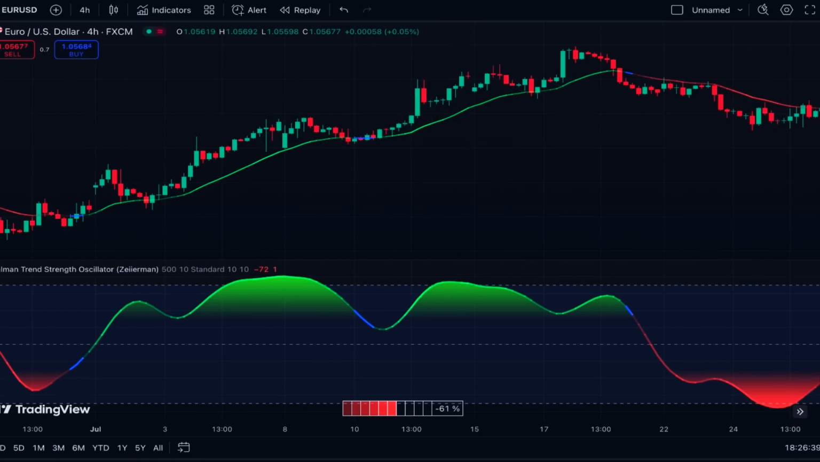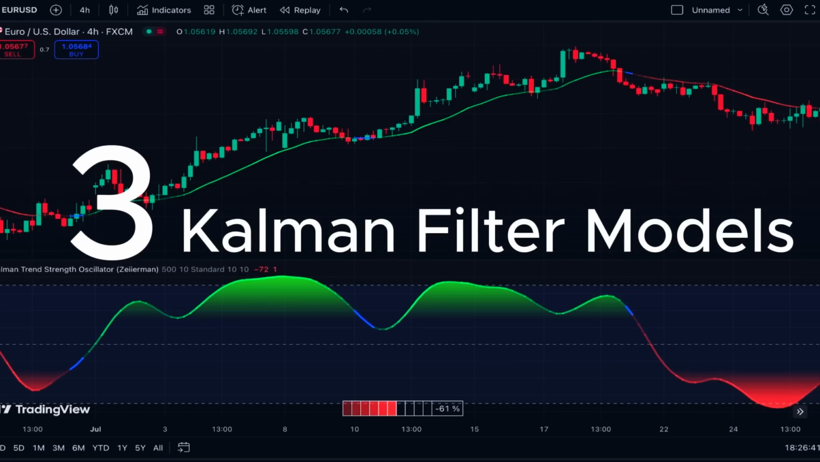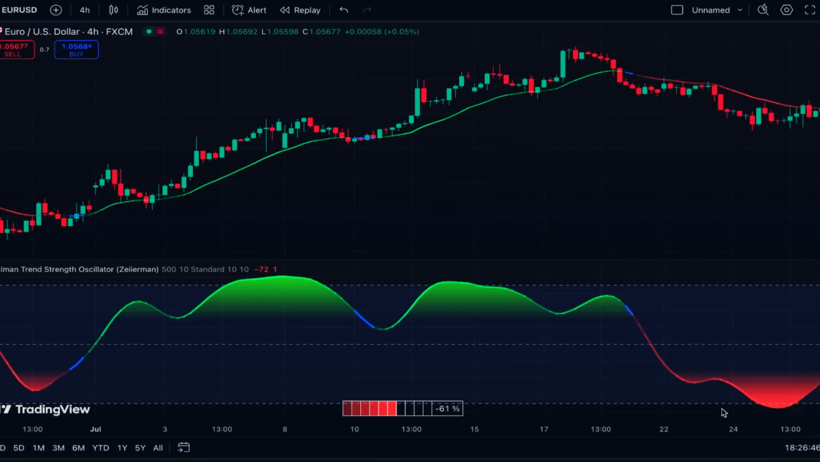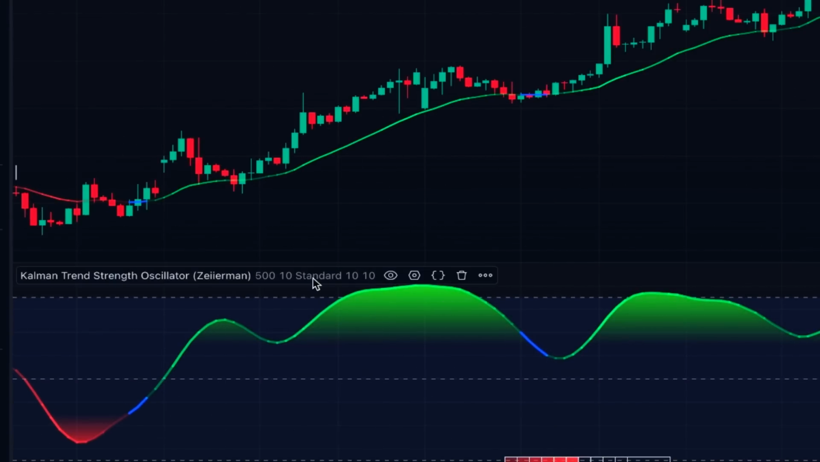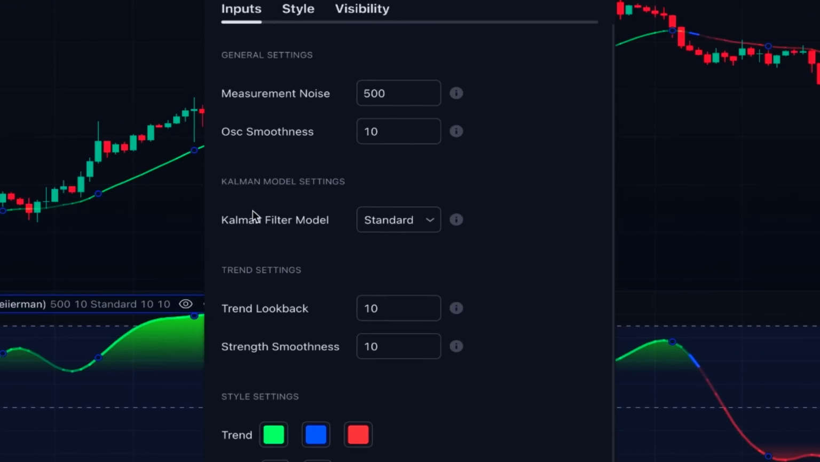This indicator offers three Kalman filter models, each of them designed for different market conditions. If you go to the settings of the indicator, you can choose your desired model. Here for Kalman filter model, you can see that we have standard, we have volume adjusted, and we have Parkinson adjusted. The standard model balances responsiveness and smoothness, and it works well in general market conditions.